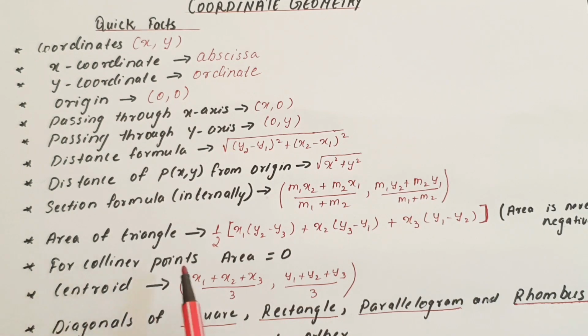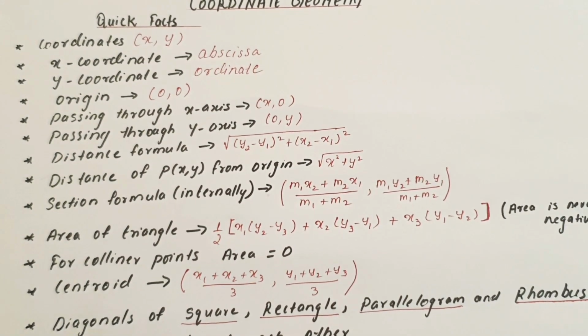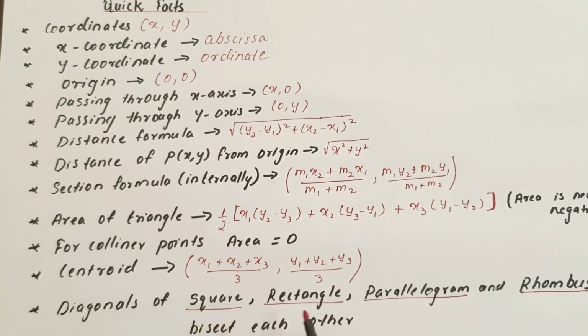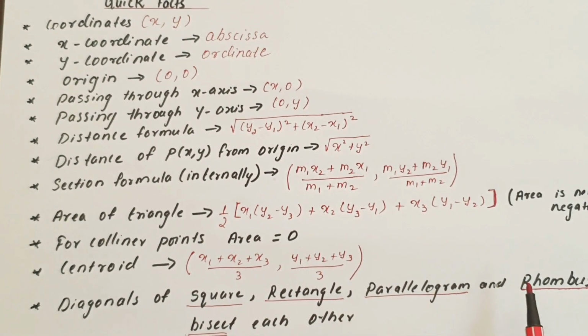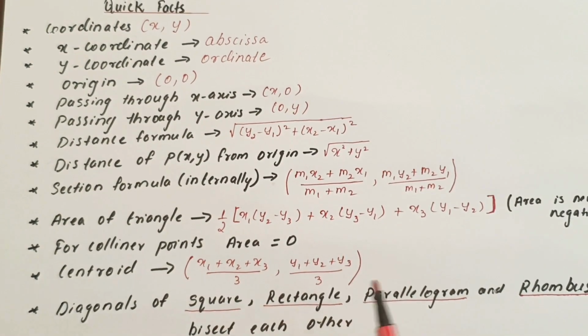Now, for collinear points also, we can take the same formula. All you need to do is equate the area to 0, because the area of a line is always equal to 0. Now centroid is x1 plus x2 plus x3 by 3 and y1 plus y2 plus y3 by 3, and centroid is nothing but the meeting point of the three medians of a given triangle. The property of the diagonals of the plane figures are: diagonals of a square, rectangle, parallelogram and rhombus bisect each other.